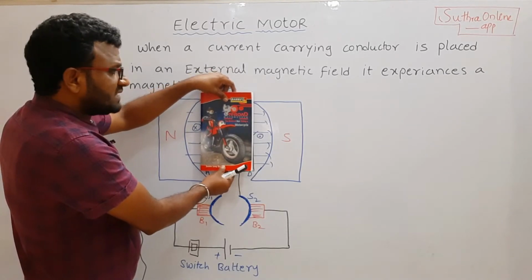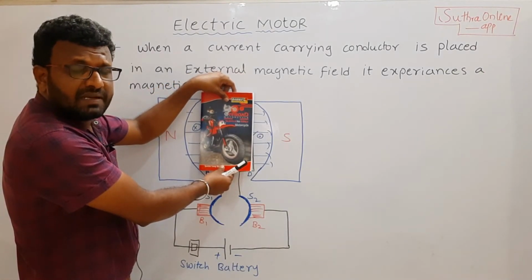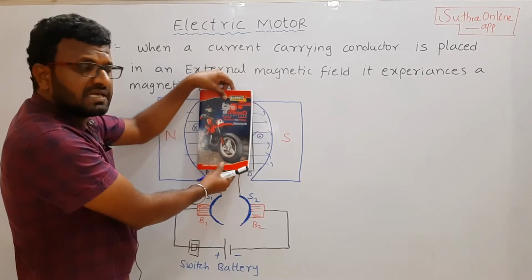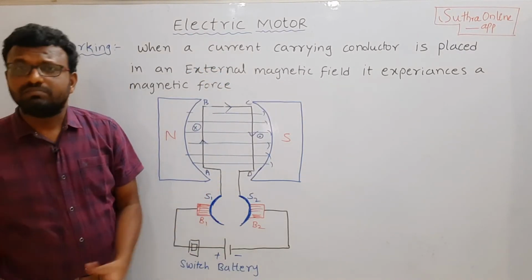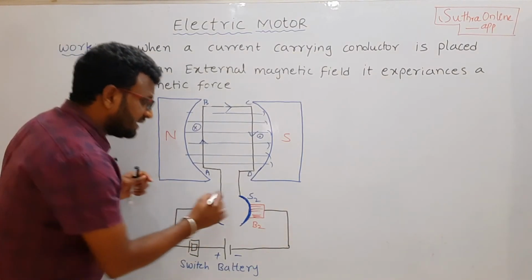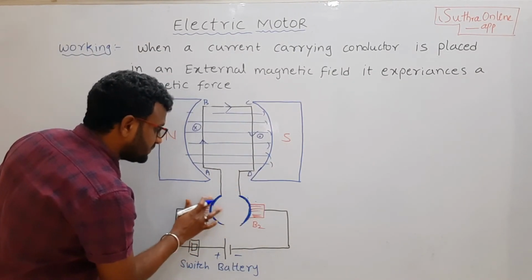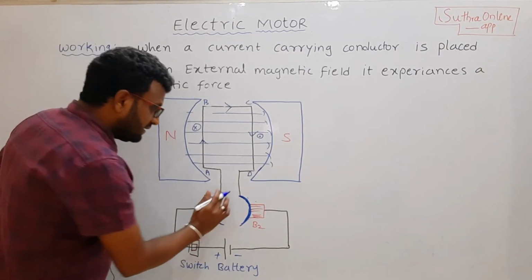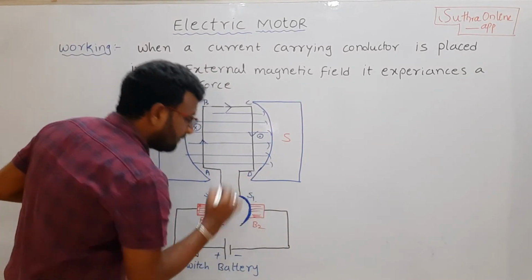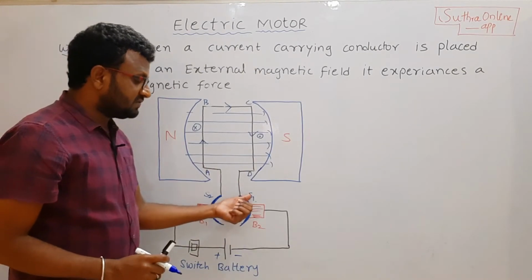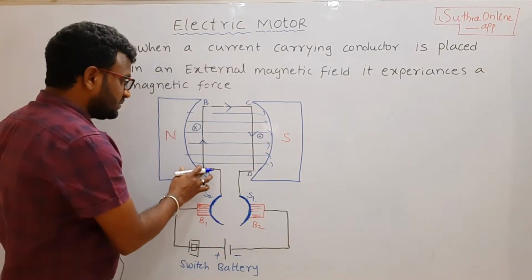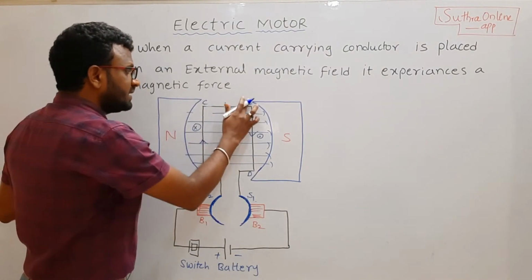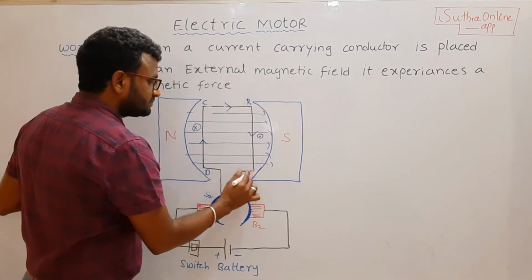So here half cycle is completed. When the half cycle is completed, the current direction becomes reversed. When the current direction becomes reversed, the positions of these two split rings also change. That means S2 comes to the S1 place. This S2 contacts B1, and S1 comes to this position and contacts B2. Here the direction also changes. This becomes D, this becomes C, and this becomes B and A.